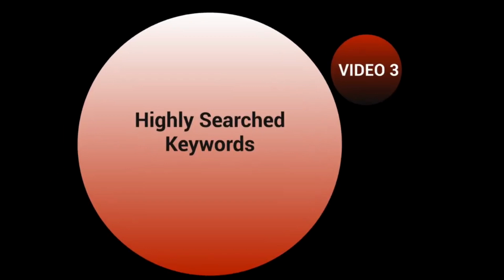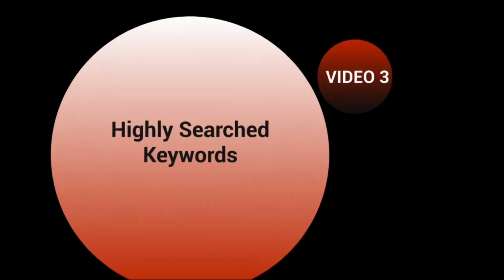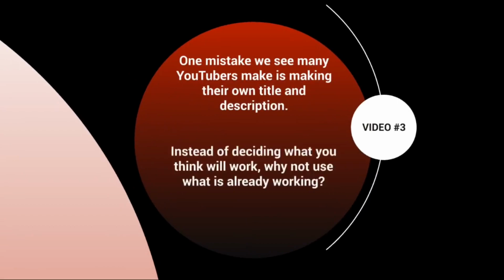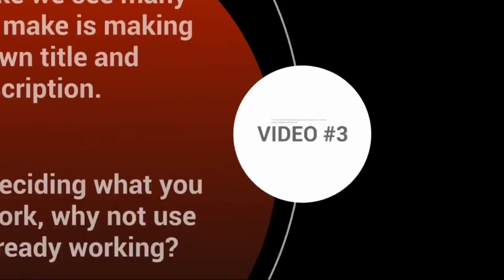Let's talk about highly searched keyword terms and how you can figure out what your main keyword is going to be, what your sub keywords are going to be. One mistake that many YouTubers make is simply making their own title and description. It's natural, right? But instead of deciding what you think will work, why not use what is already working and do some simple keyword research that's not going to take a lot of time? This way you'll have the right information that will help you rank on the right keywords.